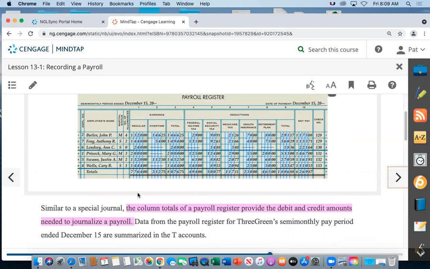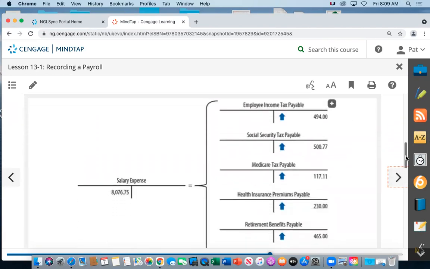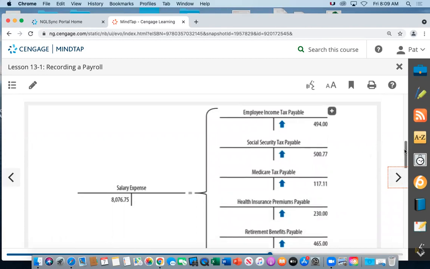So you can already sort of think about this reinforcement, right? At the end of the reinforcement, you will have to do a payroll register, and then you'll have to do all this check writing. But this is going to be done for you. We're going to use the column totals of some of these to help us pay payroll. So you see we have employee income tax.